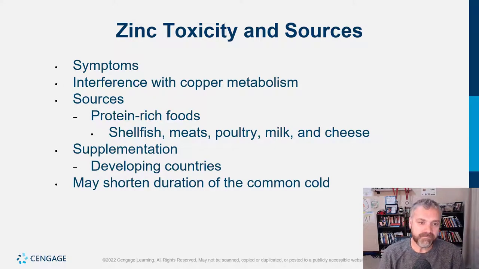All right. So zinc is found in protein-rich foods. You see here shellfish, meats, poultry, milk, and cheese. And I think now you can see why some diets would be deficient.